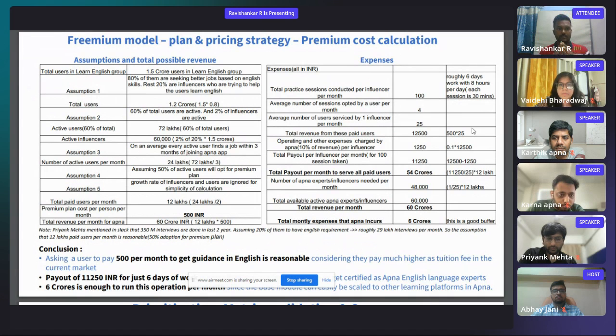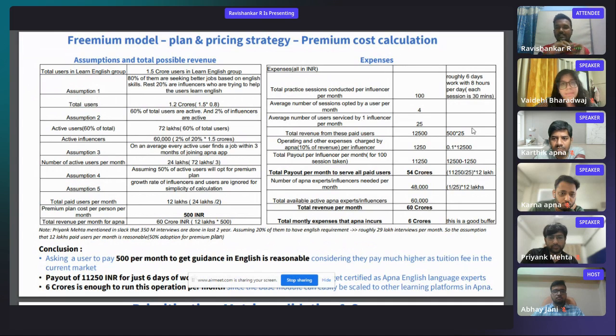Okay, and I'm going to validate here whether all three, Apna, influencers and users, are benefiting. Based on the total Learn English group, I did a guesstimate to find out active users. That is about 24 lakh active users per month, and active influencers will be 60,000. The premium cost per person, I'm assuming 500 rupees, and total revenue will be 60 crore.